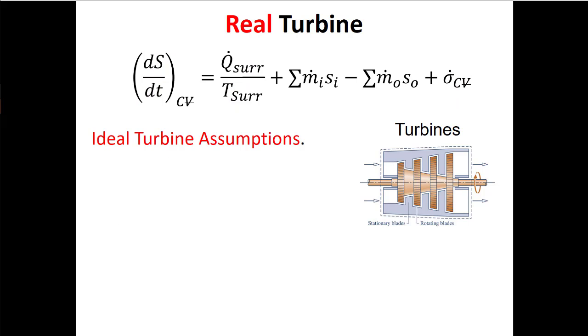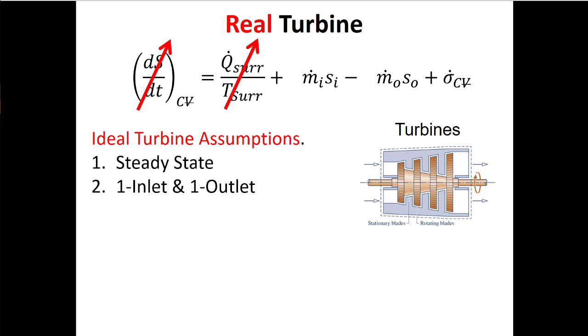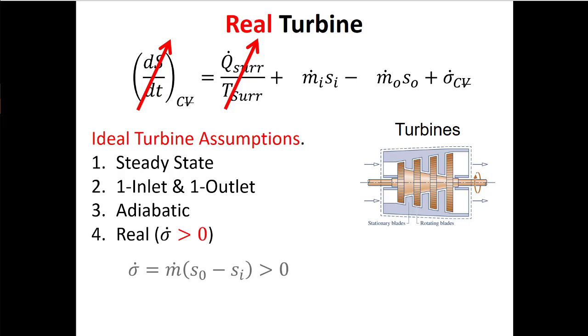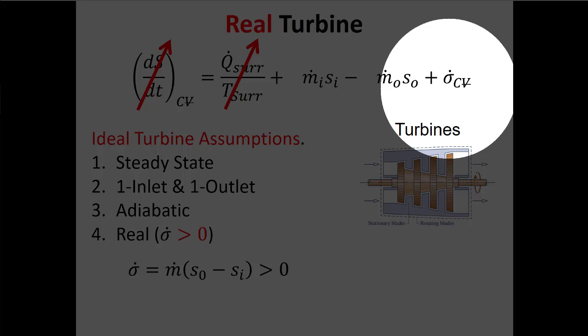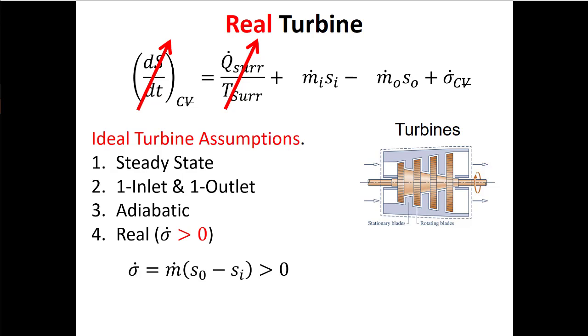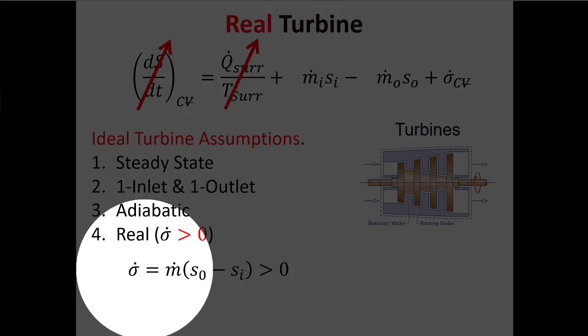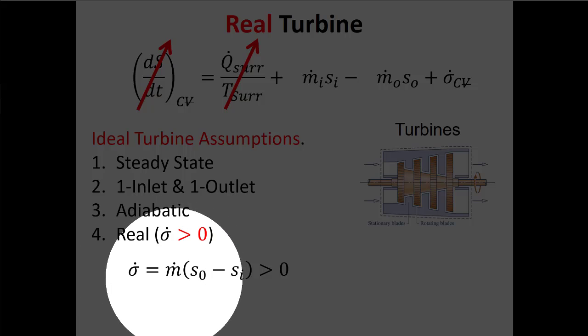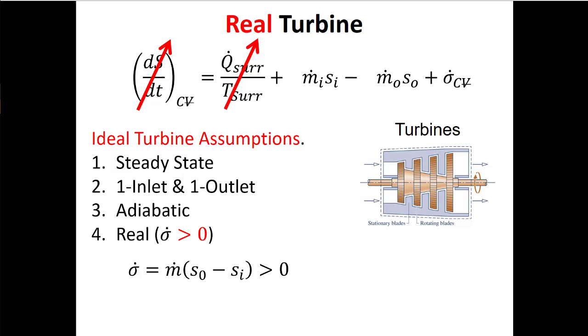Now, for a real turbine, it's a little bit different, almost the same. So dS by dt, we make the same assumptions, but now because we left this term to survive, we know that this entropy generation rate must be positive. Which is really the same equation from before, but before we had sigma dot equal to 0. So here we know that sigma dot is equal to m dot times S out minus S in. Mass flow rate has to be positive.